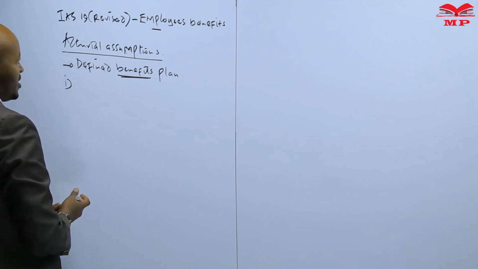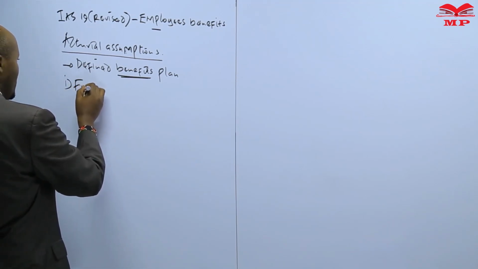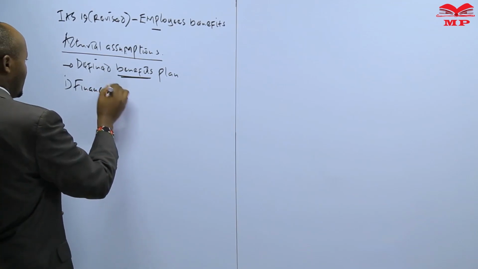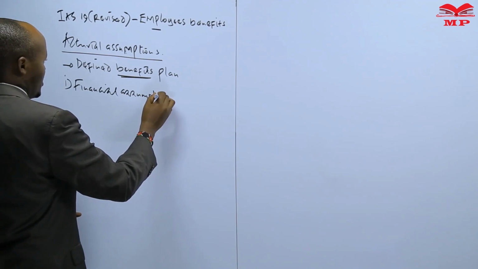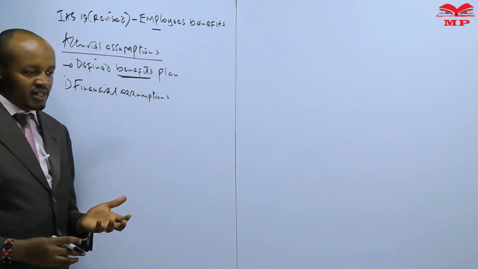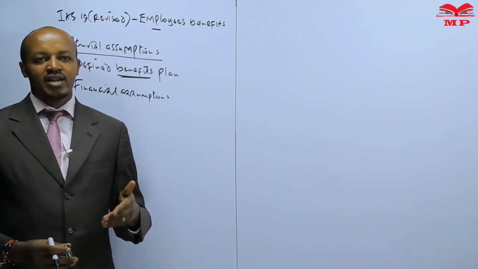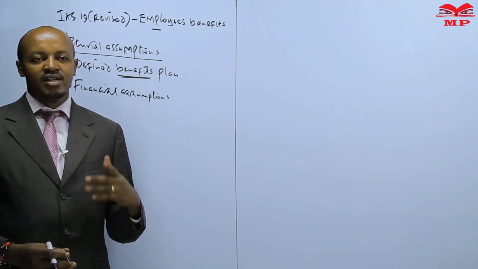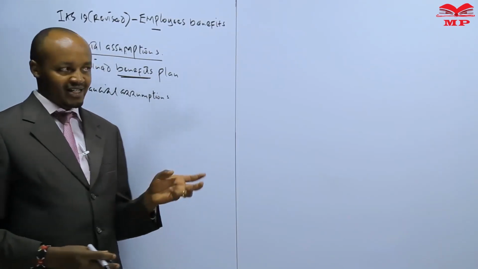Now, these particular actuarial assumptions are usually classified into two. One, we have what we refer to as the financial assumptions. These include assumptions concerning the expected salary increment, things like the discount rate, and the expected market interest rate, and so on.